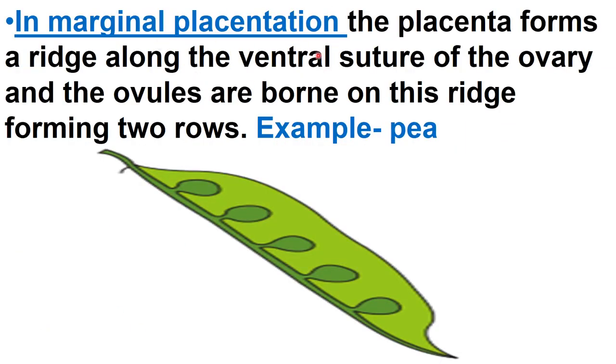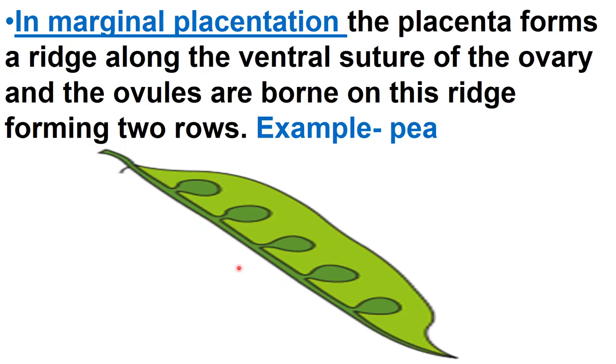In marginal placentation, the placenta forms a ridge along the ventral suture of the ovary. Let's see here, this is the ventral suture of the ovary, and the placenta makes a ridge along it, along the ventral line of the ovary. This is the placenta present here, and the ovules are borne on this ridge, forming two rows. Now these ovules are attached to it and two rows are formed.